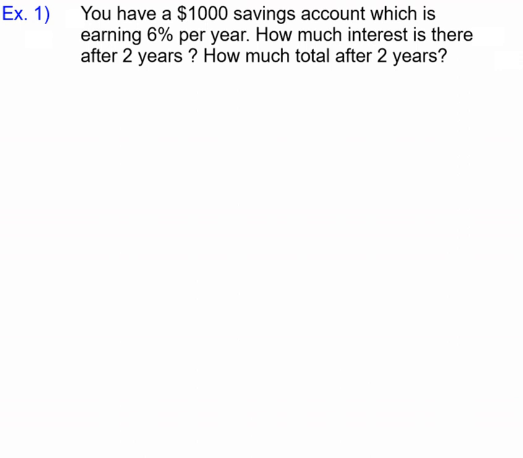How much interest is there after 2 years, and how much total after 2 years? So we've got two questions going on in there. We're going to take our formula, I equals PRT, which is the interest equals the principal times the rate times the time. We're going to put the information in here and figure out what's going on. We're trying to find out how much interest there is.